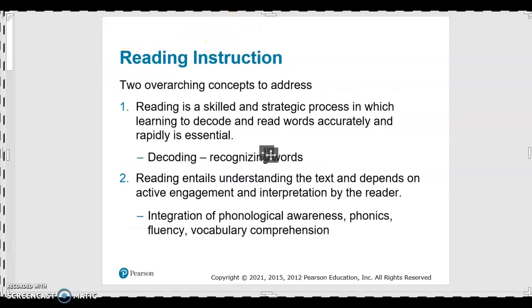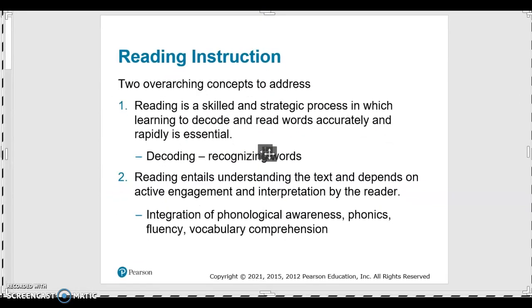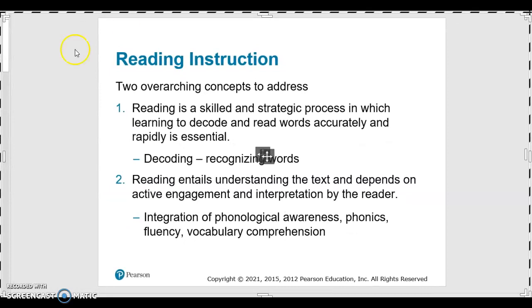All right, so reading instruction. First of all, is reading instruction something that we are just born knowing how to do? It's not, right? We do not come out of the womb just knowing how to read. So you all, as future teachers, need to specifically teach your students how to read.